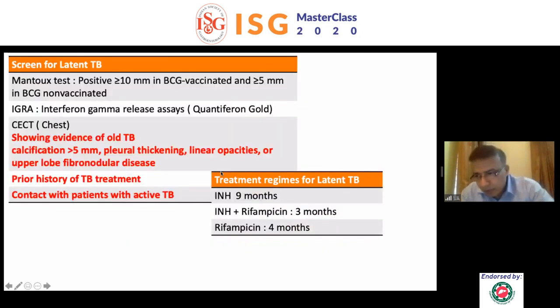Then you have to screen for TB. If you're going to screen for TB, do a Mantoux test, do a CT test, do an IGRA test. You may do both Mantoux and IGRA if possible, otherwise do one of them. And if any one of them is positive and it shows active TB, obviously you won't start.